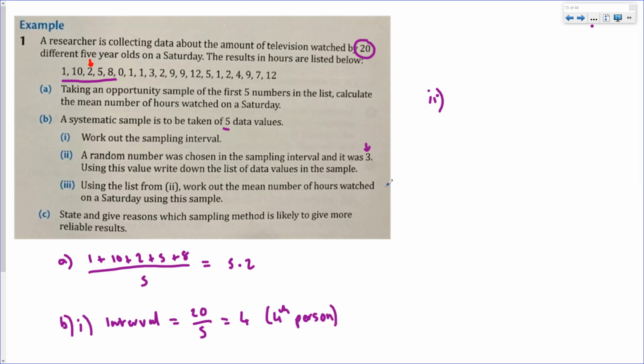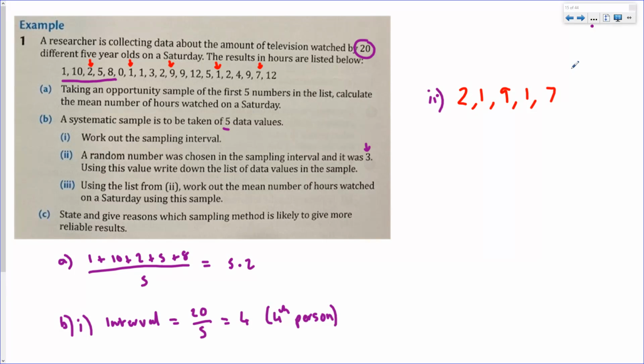So we start with the person here who's watched the TV for 2 hours, and we must go to every 4th one. So from there, 1, 2, 3, 4. There's my next item from the list I choose, and then again another 4, and then keep doing that until you've selected 5. So it's equal gaps. And the final one is this one here, it's 7. So we're able to select those 5 values using a systematic sample approach.